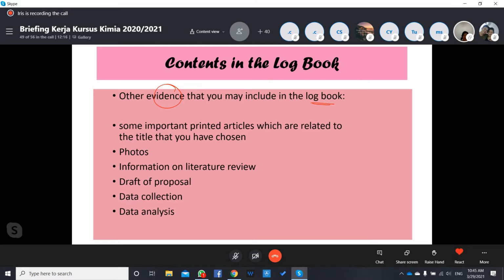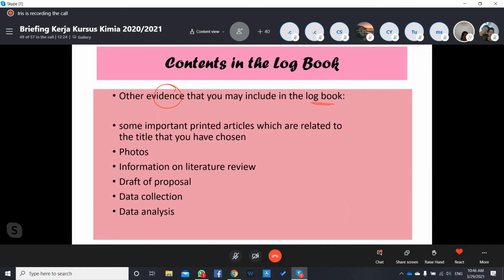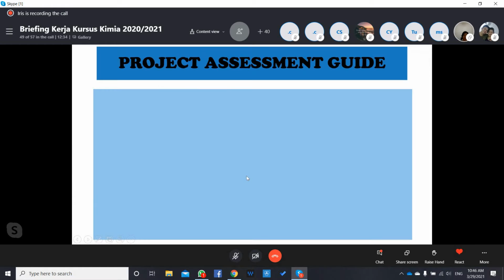Data analysis also. So after you get the data, what do you want to do? You want to plot a graph, line graph or bar graph, depending. I think all this is in your PDF handout shared by your subject teacher. So you printed it out, right? All this.